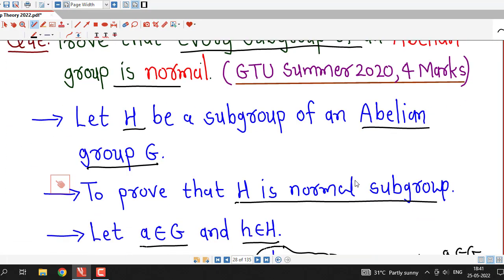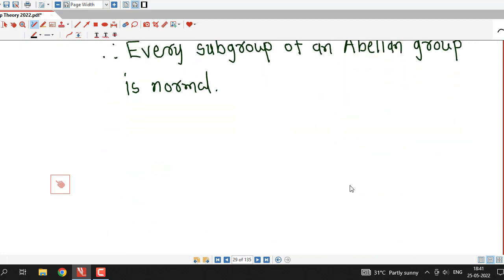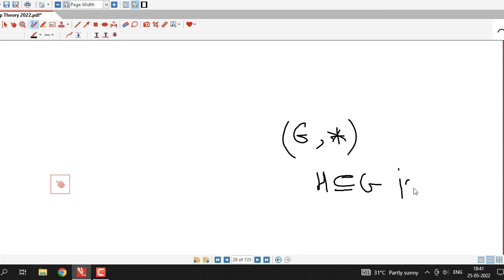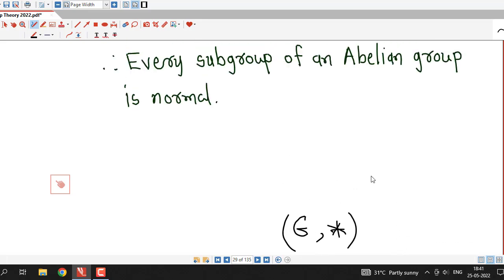So in this session we have discussed normal subgroups, and we have shown that if our group G is abelian, then every subgroup H of G is normal. So whenever you have a normal subgroup, every left coset will be equal to its right coset. Okay, fine. So I stop here.